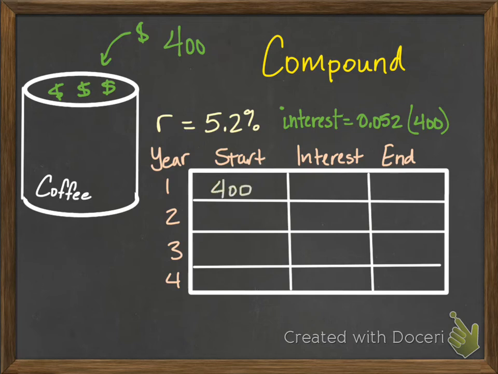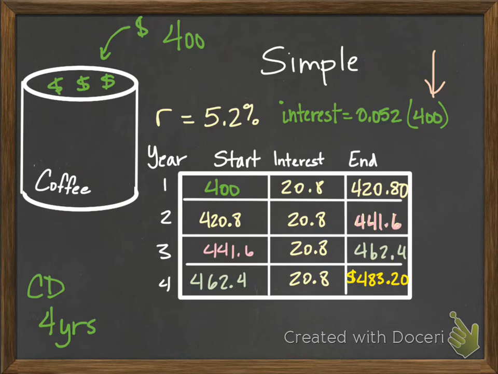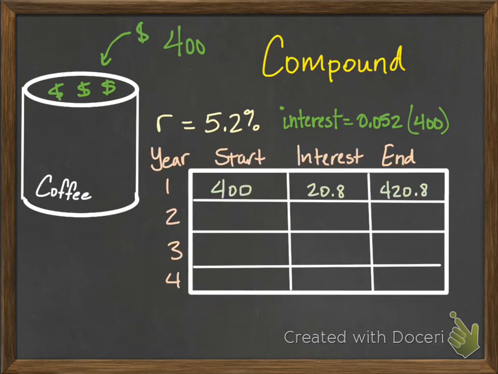In the first year, I'm assuming the same interest rate so we can see how it changes. My interest would be 0.052 times 400, so it's going to be the same as it was in the first one, so $20.80. And then I'm going to add those up, so I have $420.80. So that looks exactly the same as the first year from the simple. See, the table is the exact same, 420 and 80. But that's where the similarities end.